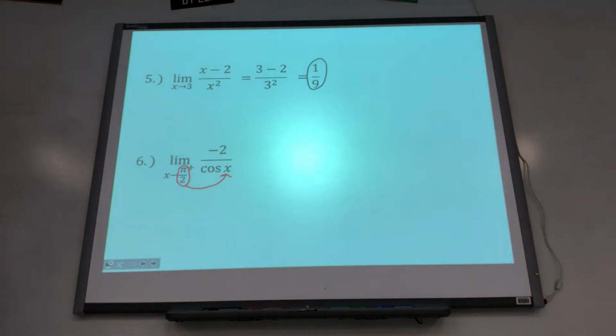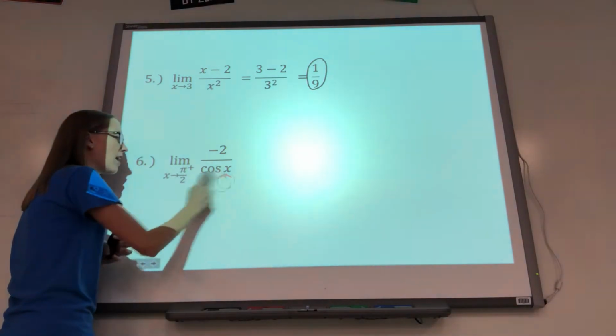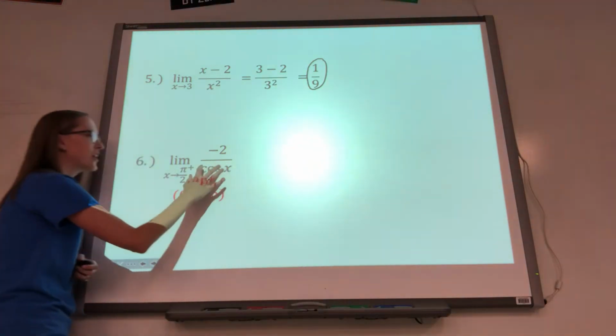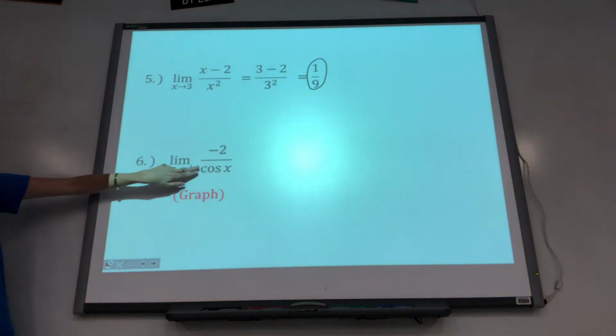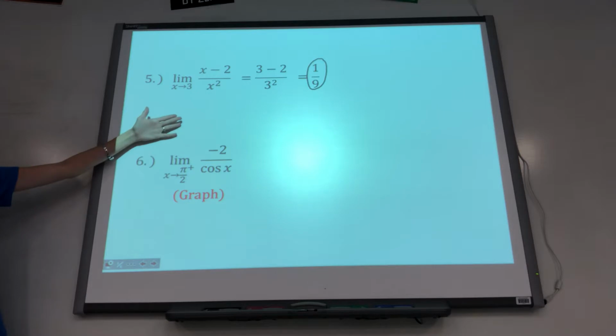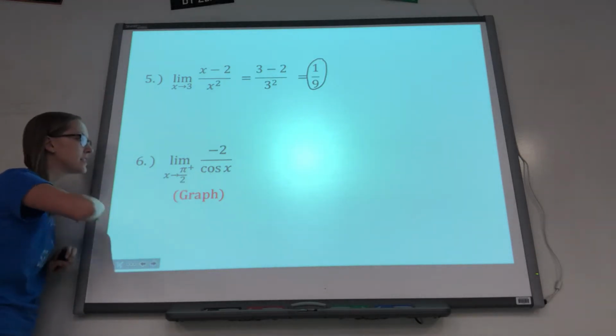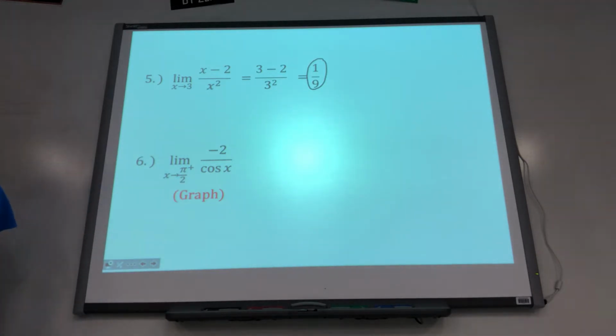Again, it doesn't always mean that it does not exist. Sometimes it could be infinity. So on this one, I think we're kind of stuck. There's no identities that you could use to simplify. If there was another trig function up there somewhere, you might be able to do something with it. But there is nothing that you can do to simplify that. So I'm going to have to look at the graph.